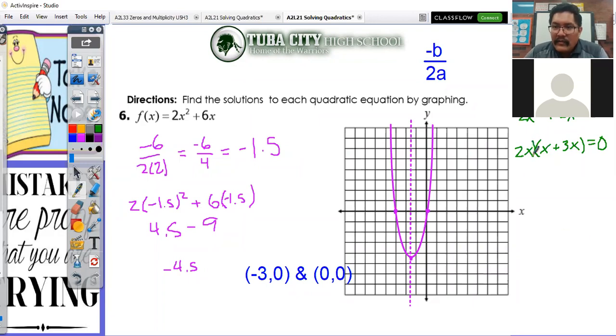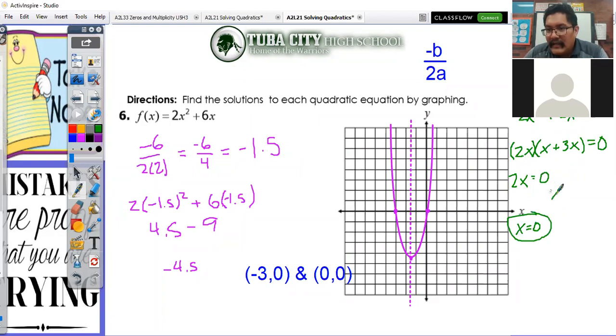Now, what we're going to do with this is we have the zero product property. So what can I put in for x to make it 0? If I divide both sides by 2, I get 0. So that's my first solution.